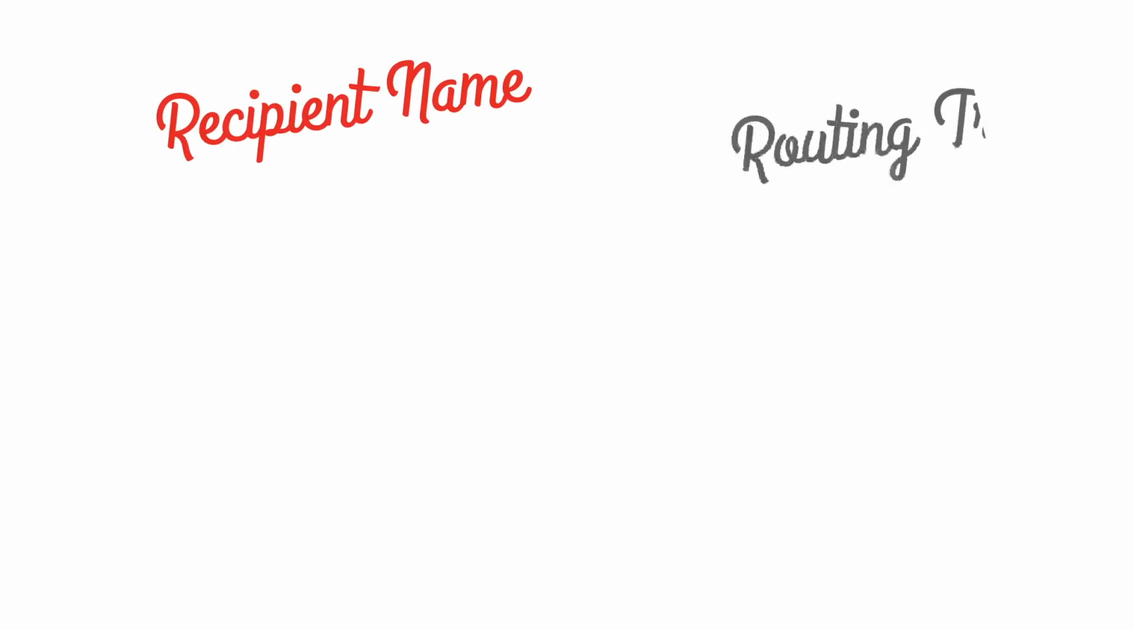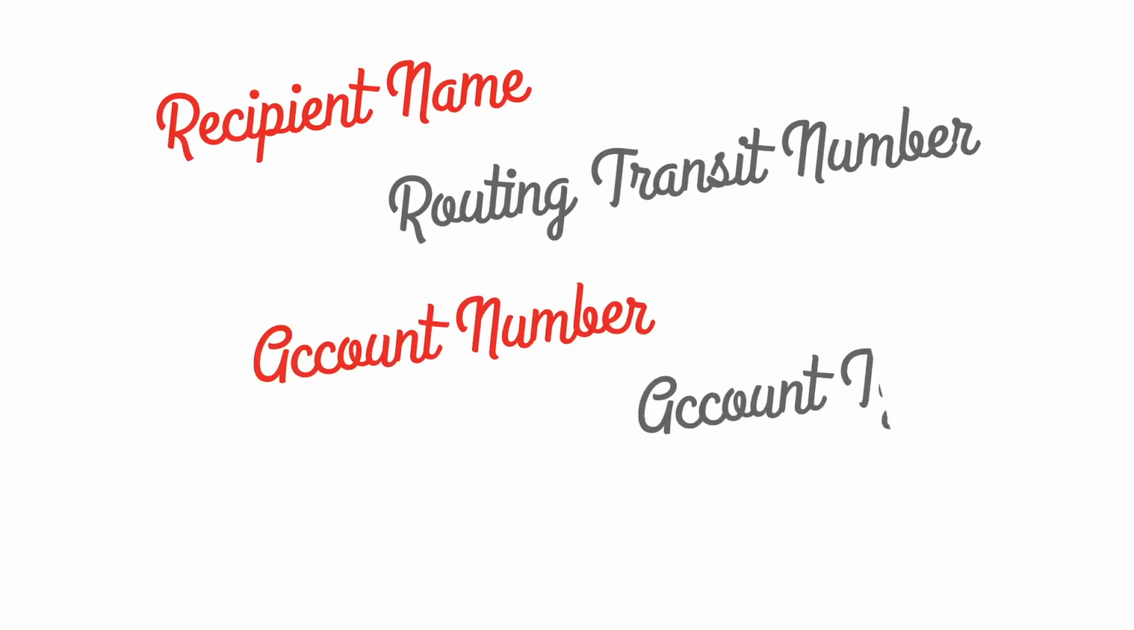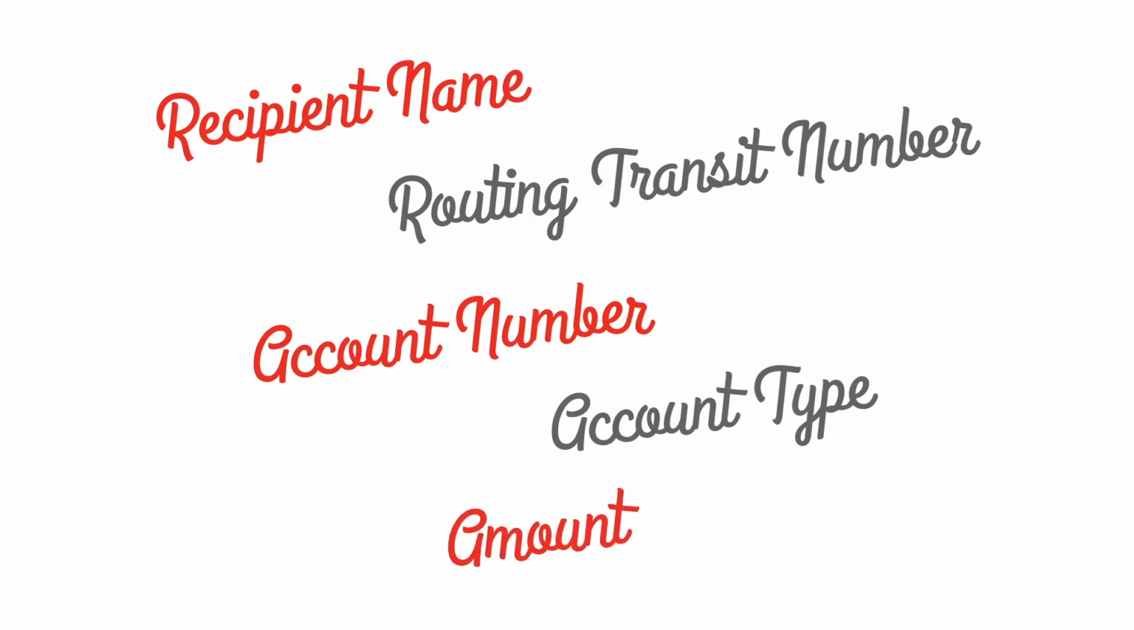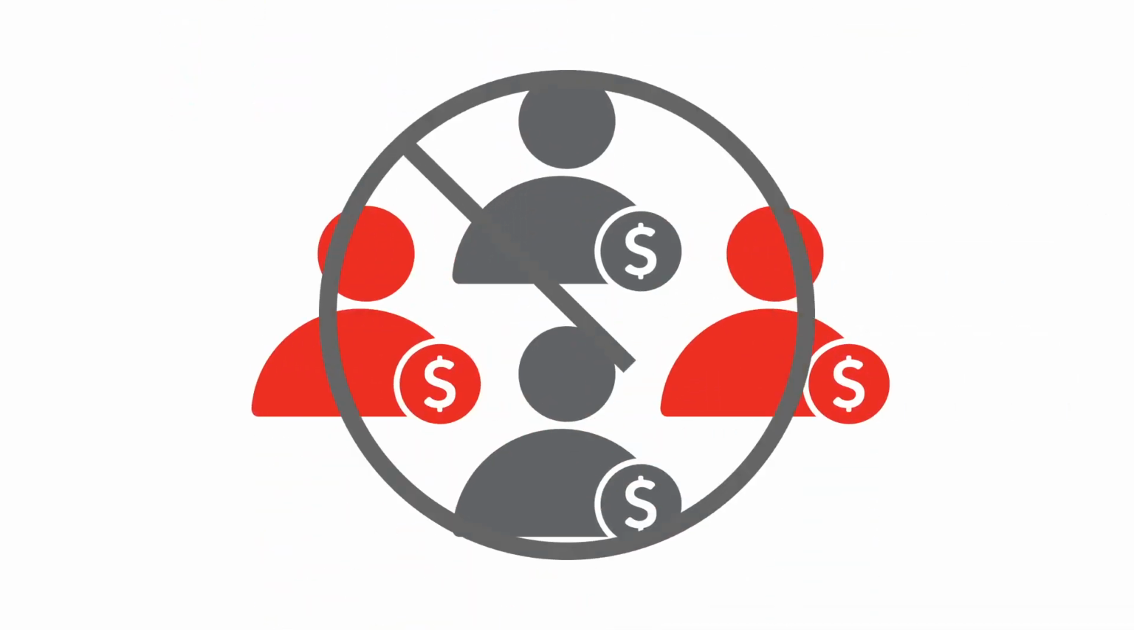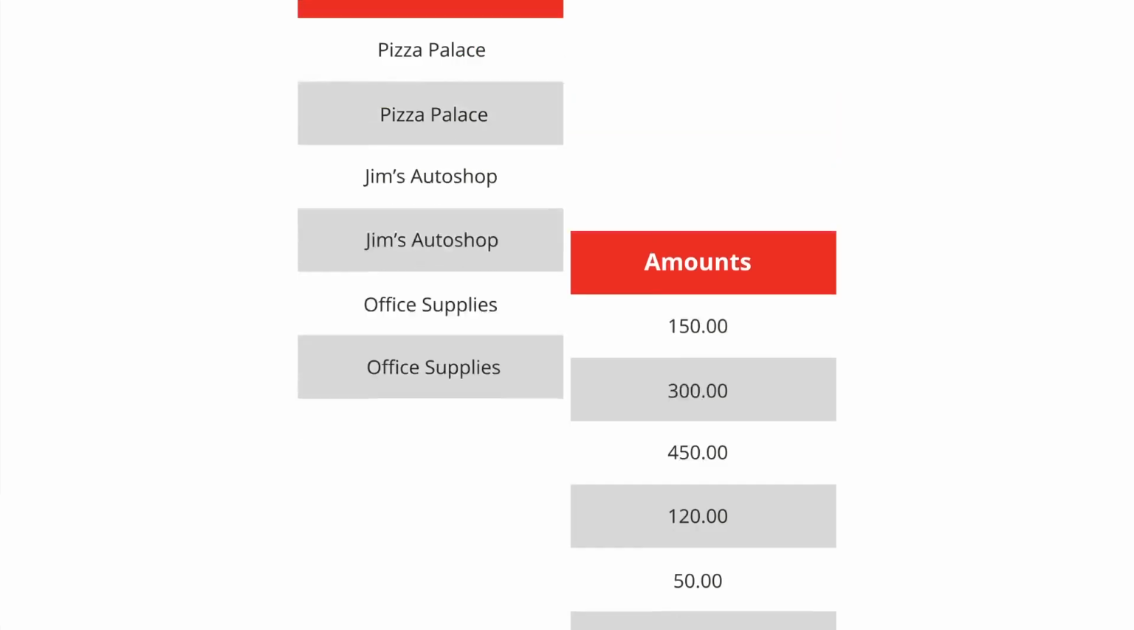The file must include the recipient name, the routing transit number, the account number, the account type, and the amount. The recipient names do not have to match existing recipients. When a file is imported, the system creates recipients and amounts. You can include a recipient multiple times to send multiple payments. Each payment can have different amounts.